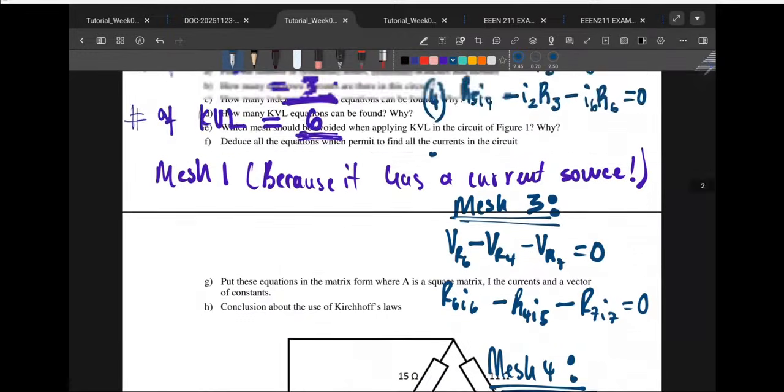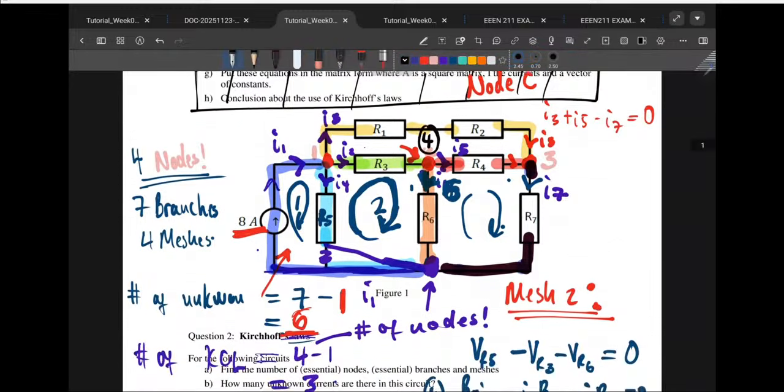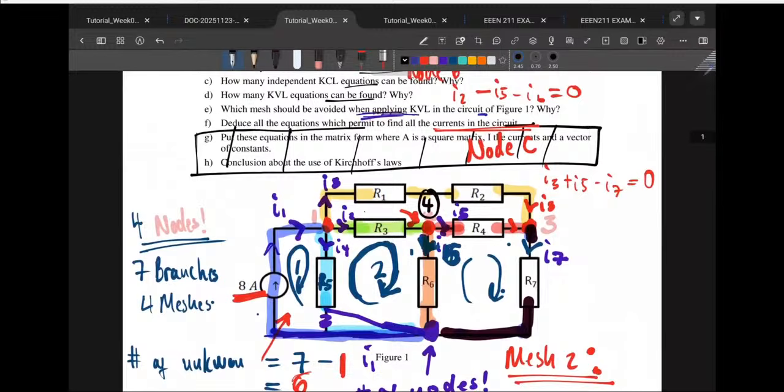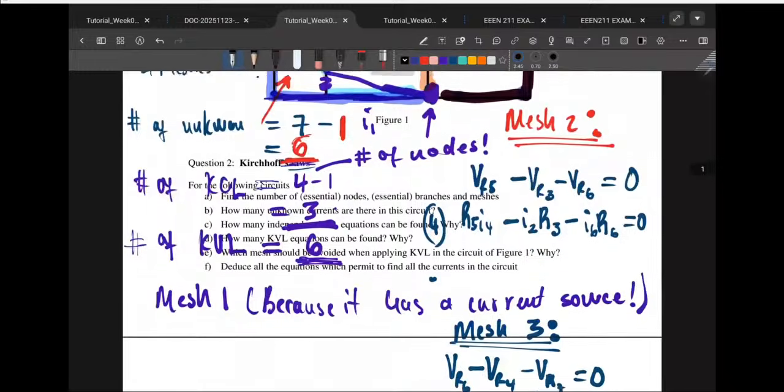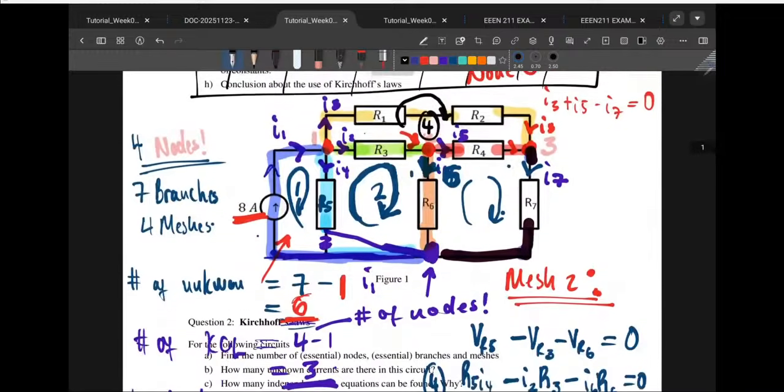For our mesh number 4, what do we have here? Let's see for mesh number 4. Okay, we know that the mesh is resolved this way. So let's do mesh 4. What do we have? We can start with this.